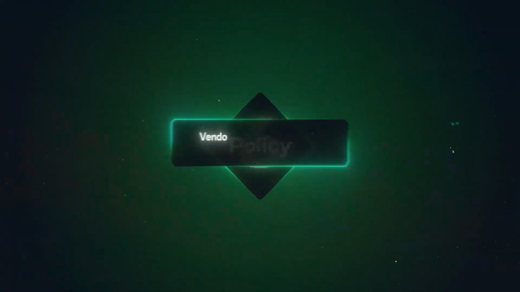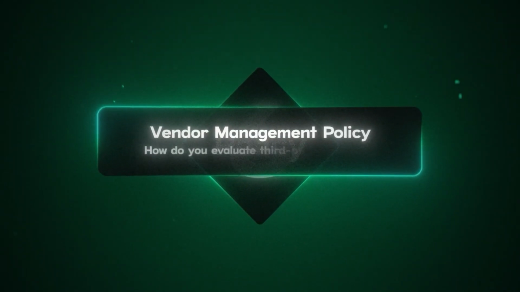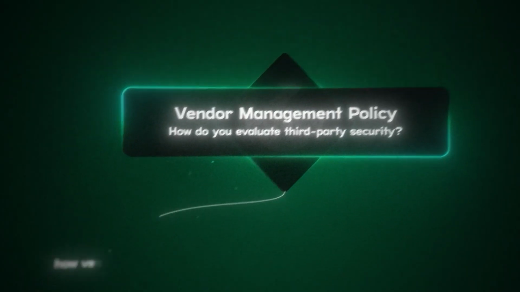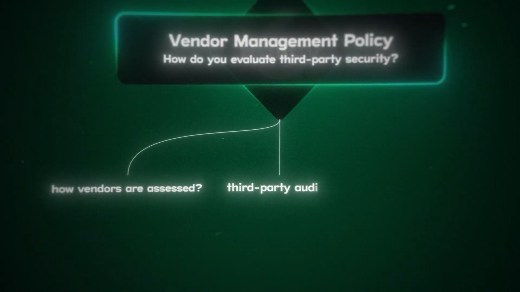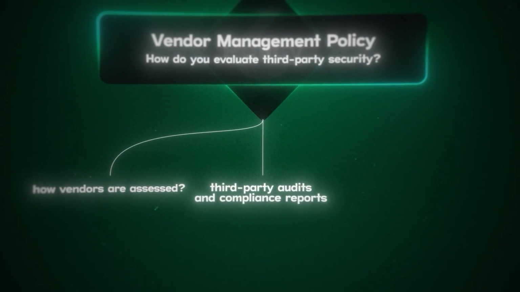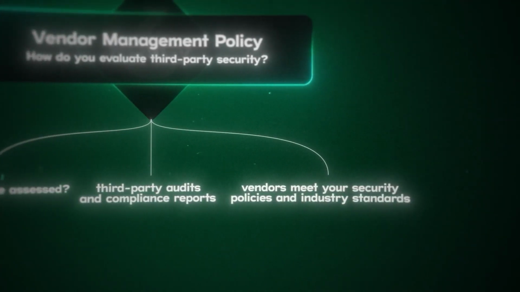You also want a vendor management policy. How do you evaluate third-party security? Third-party vendors often have access to your data. This policy makes sure that they also meet security standards. So the policy should define how vendors are assessed before they handle your data. It should require third-party audits and compliance reports, and it makes sure that vendors meet your security policies and industry standards. Neglecting vendor security can lead to breaches through weak third-party systems, so this is very important.